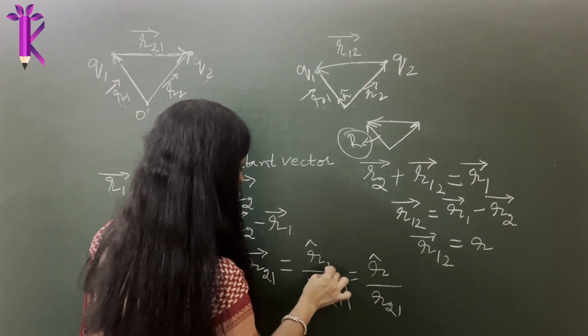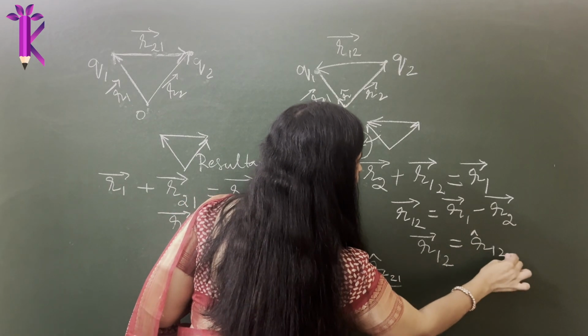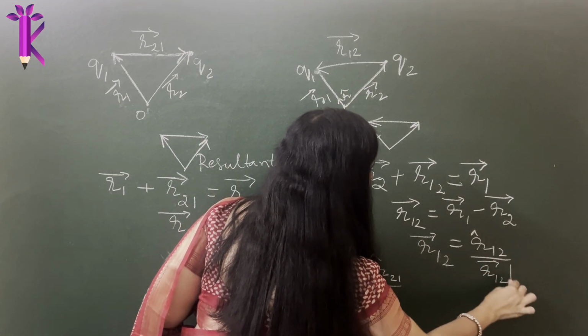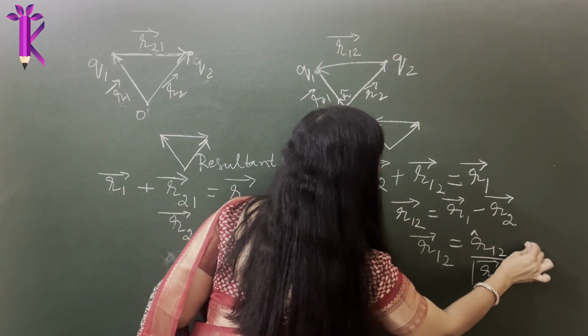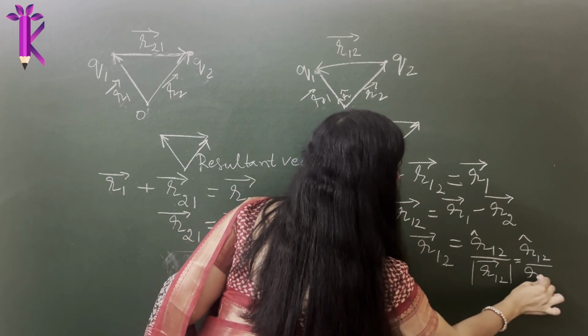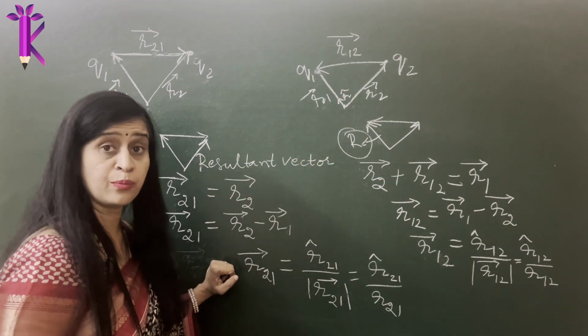You have to write the unit vector as R21, even here it is R21. Unit vector R12 is the vector divided by the magnitude of the vector. So you can write it within the modulus or simply write it as R12 divided by R12. So that is how you write the direction. These are also very important points.